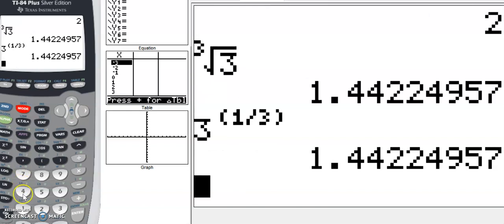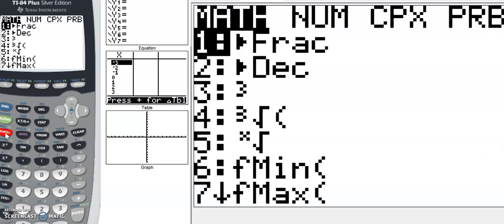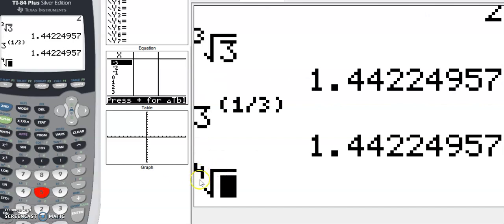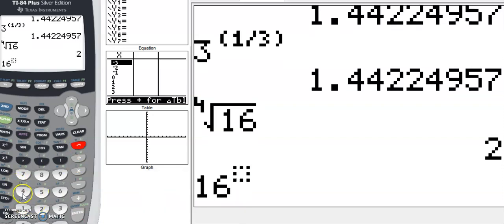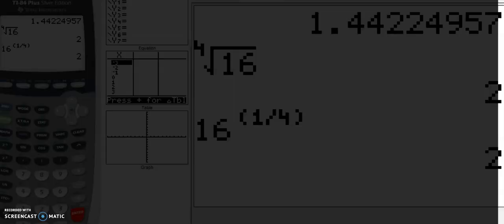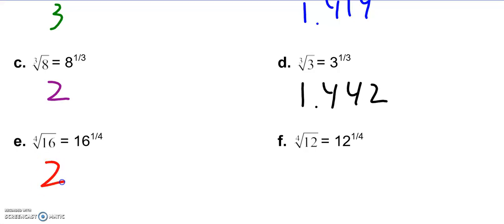How I use that is if I want to do a fourth root, I'm going to type 4, then I'm going to hit math, and then I'm going to type 5 to go to this fifth choice, and it puts that as a little fourth root. And we were doing the fourth root of 16. So I type that in, and I get 2, and then we're also doing 16 to the 1/4. And I get 2. So I know this is 2.